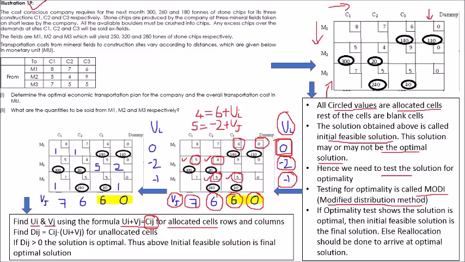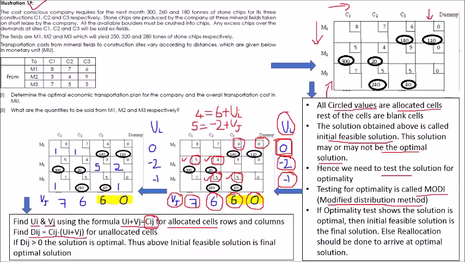Okay, so guys, be very careful in this. If you have a doubt, please share a comment. So we are checking the optimality of the solution. We found the Ui and we found the Vj. Now we are going to find Dij, which is equal to Cij minus (Ui plus Vj).